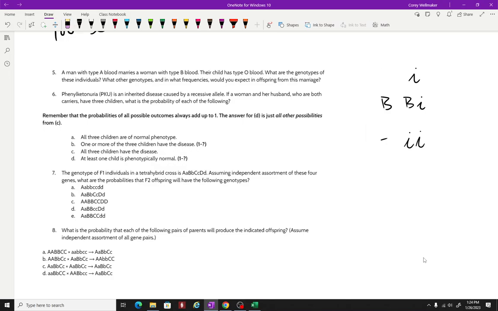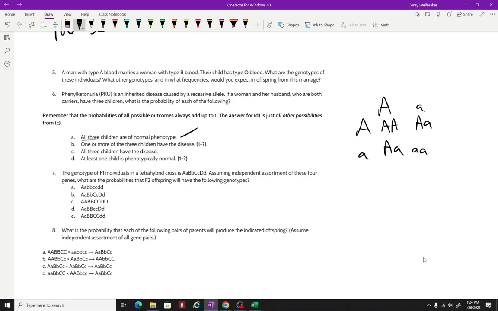Number 6, PKU, an inherited disease caused by a recessive allele. If a woman and her husband, who are both carriers, have 3 children, what is the probability that all 3 are normal? Okay, so normal just means not little a, little a. So this is just a classic heterozygous times heterozygous, giving us a 3-to-1 ratio.